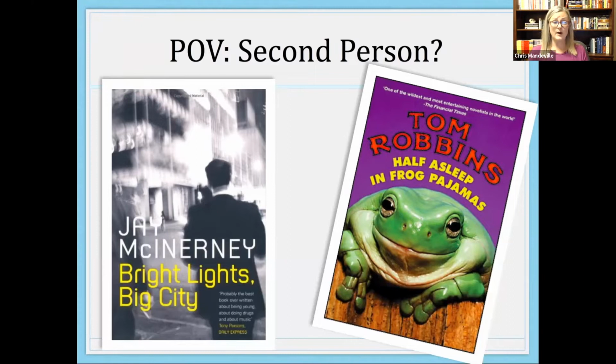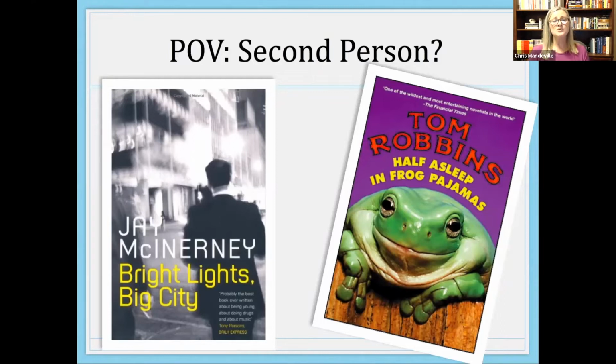Some examples of where it did work well enough to get published are Bright Lights, Big City, Half Asleep in Frog Pajamas, and The Night Circus that I showed you the cover of on a previous slide. The advantage is that you can speak to the reader directly as the writer, but the disadvantage is it's quirky and weird and awkward, and the longer it goes on, the more chance that it's going to feel awkward. It's not something that a reader often will be able to get used to.